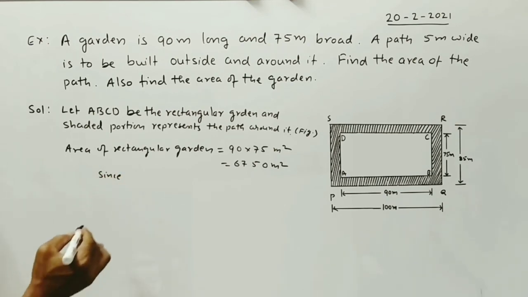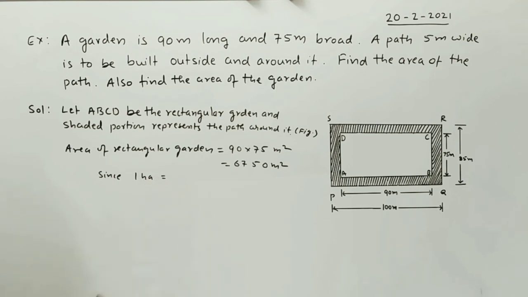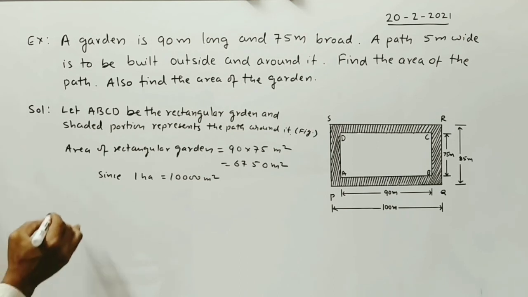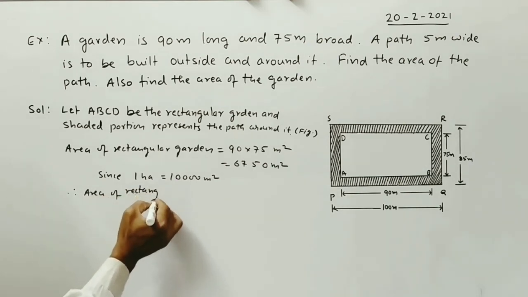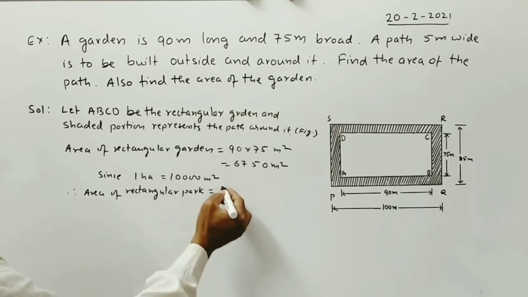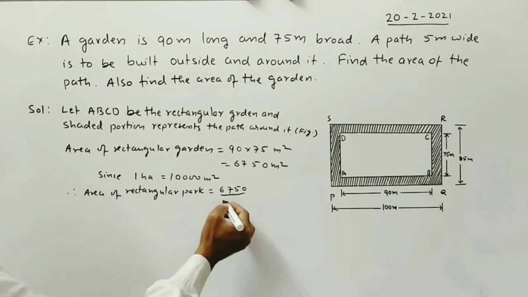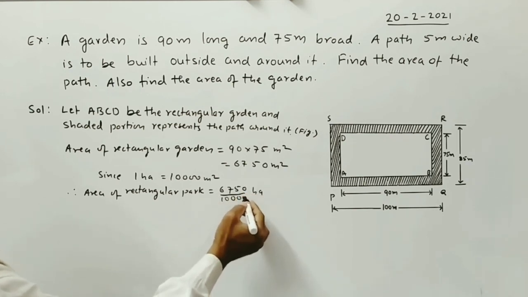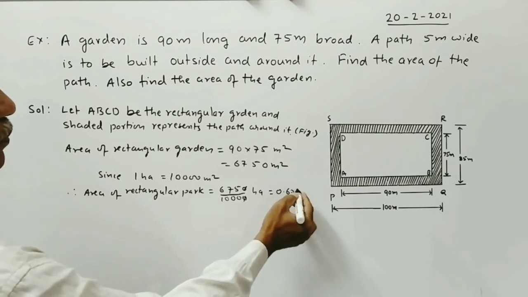Since 1 hectare is equal to 10,000 square meter, therefore area of rectangular park is equal to 6,750 divided by 10,000 hectare is equal to 0.675 hectare.